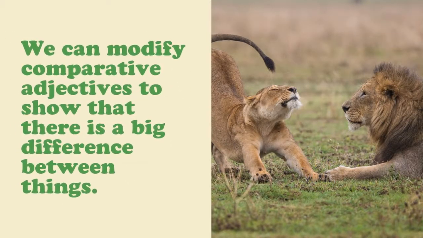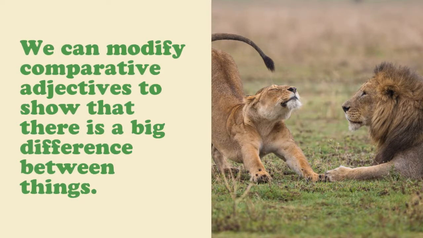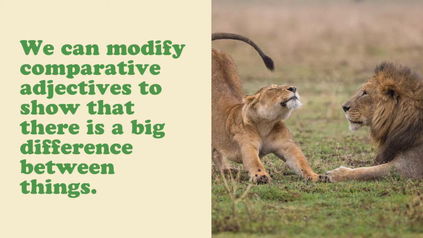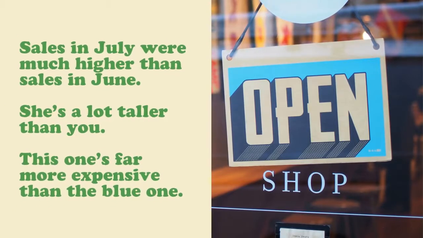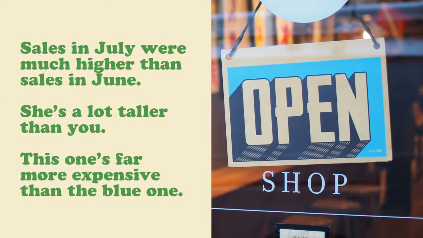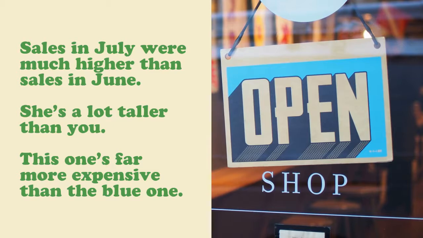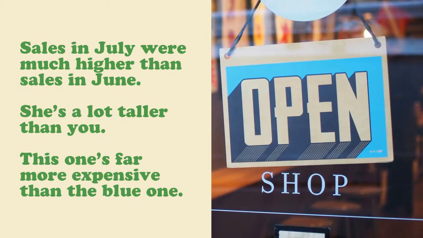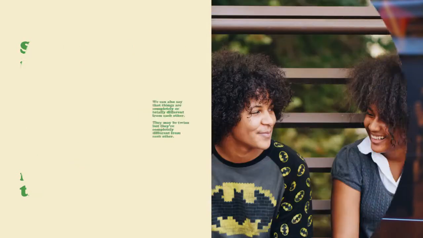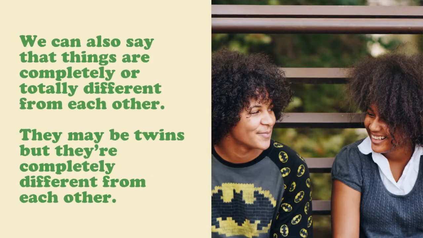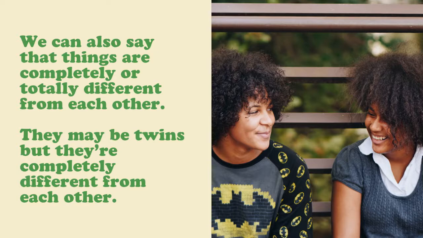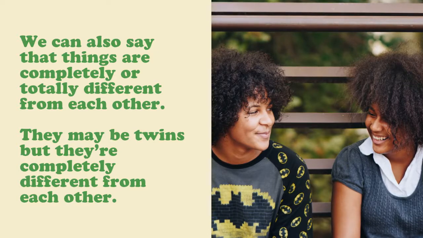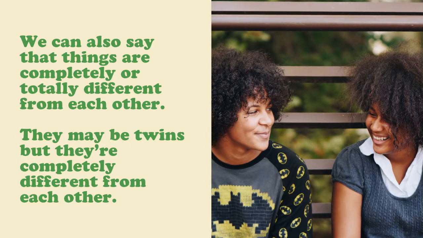We can modify comparative adjectives to show that there is a big difference between things. Sales in July were much higher than sales in June. She's a lot taller than you. This one's far more expensive than the blue one. We can also say that things are completely or totally different from each other. They may be twins, but they're completely different from each other.